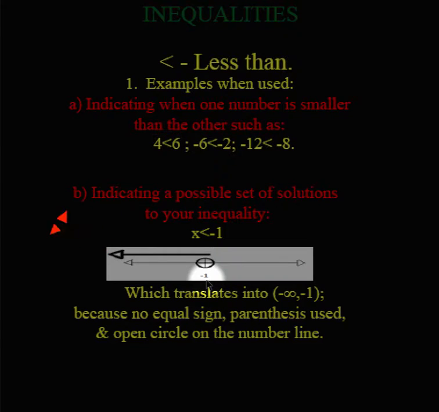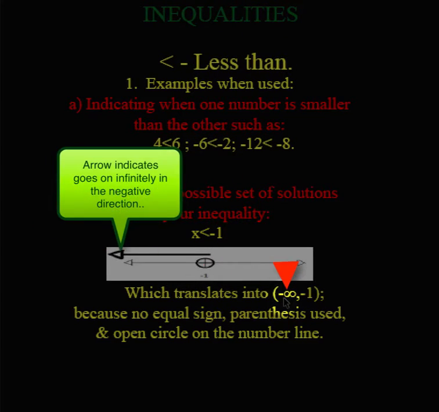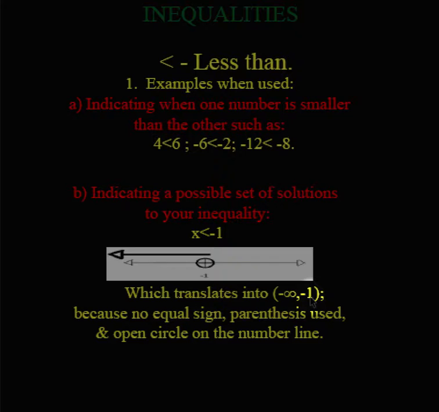negative 1. If we were to look at it in interval notation, it would start at negative infinity. We can never use a bracket with negative infinity, you can never include it, comma, negative 1. And we use a parenthesis here because it's an open dot, because there's no equal sign here. Alright? Most of you should be pretty familiar with all this stuff.